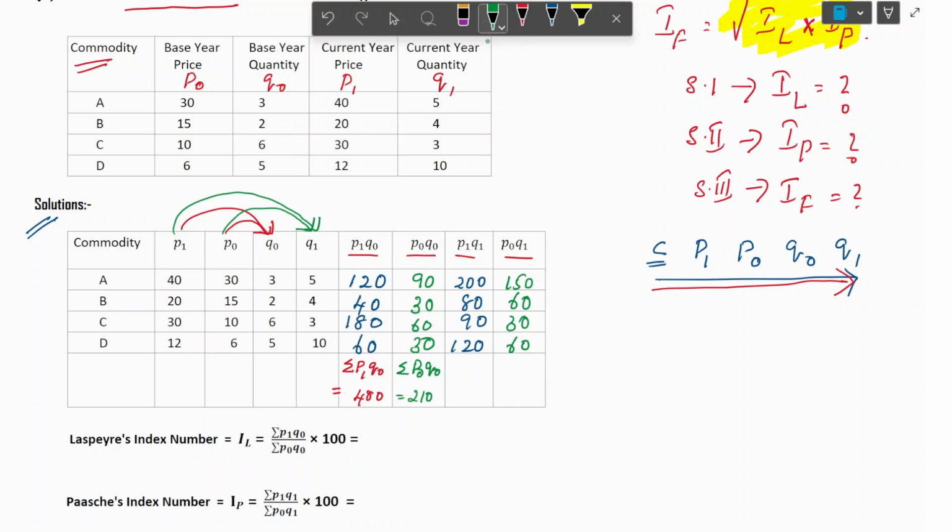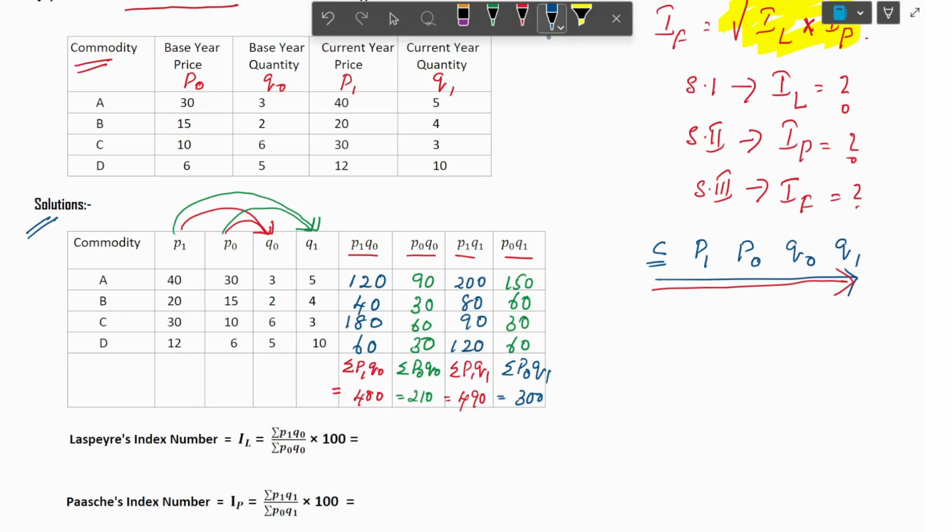Next, sigma P1 Q1. What's the answer? That is 490. Next, use the simple calculator and calculate these values. Sigma P0 Q1. The answer is 300. That means here you completed your table. Therefore, I showed you how you construct the table, means how you construct the different columns. If you make any mistake here in this multiplication, the entire answer is going to be wrong.